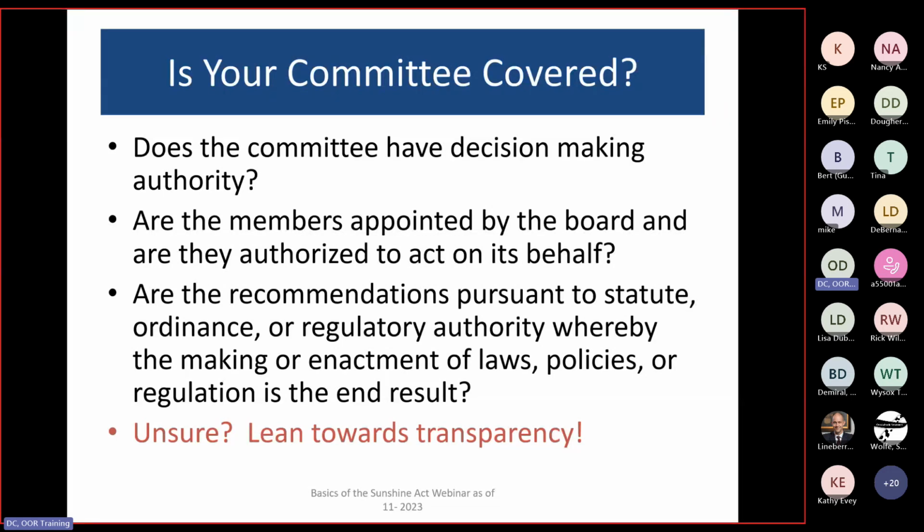And in this case, we're going to deal with committees, and the case citation is called Ristow versus Casey. Casey, Governor Robert Casey, from several decades ago. And the question was, this committee that was formed, is it subject to the Sunshine Act?